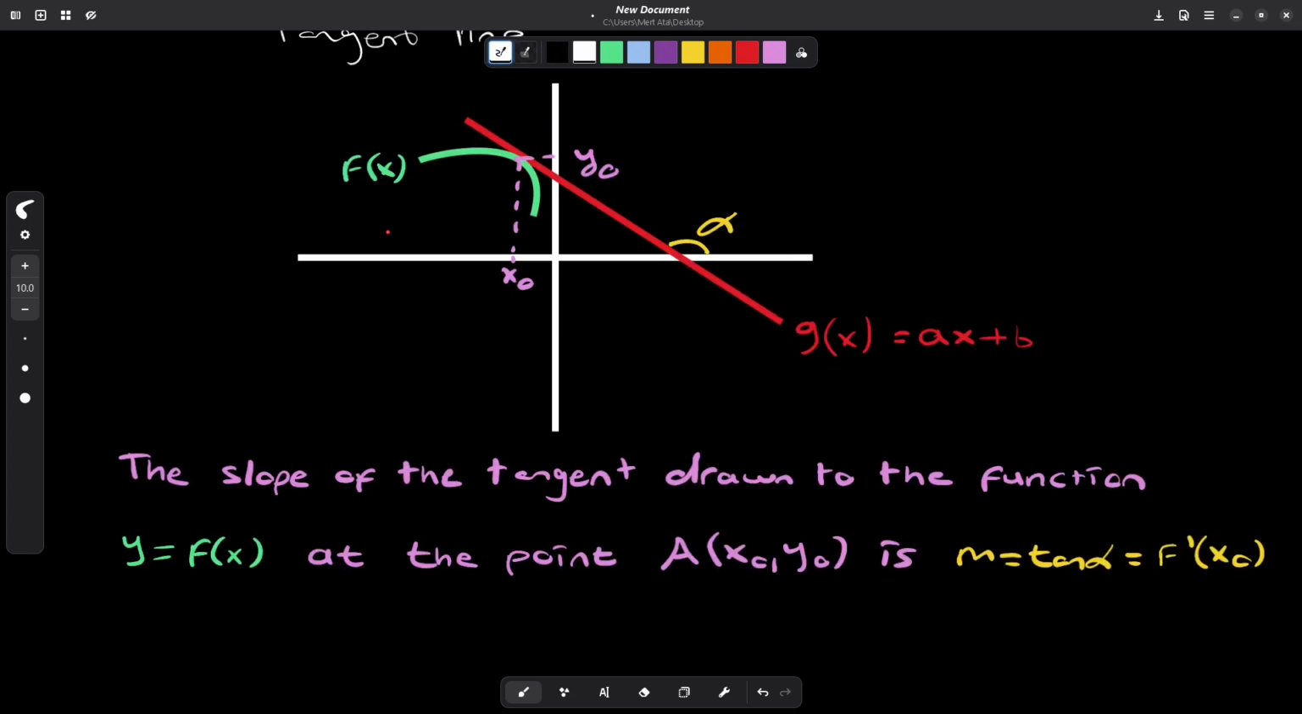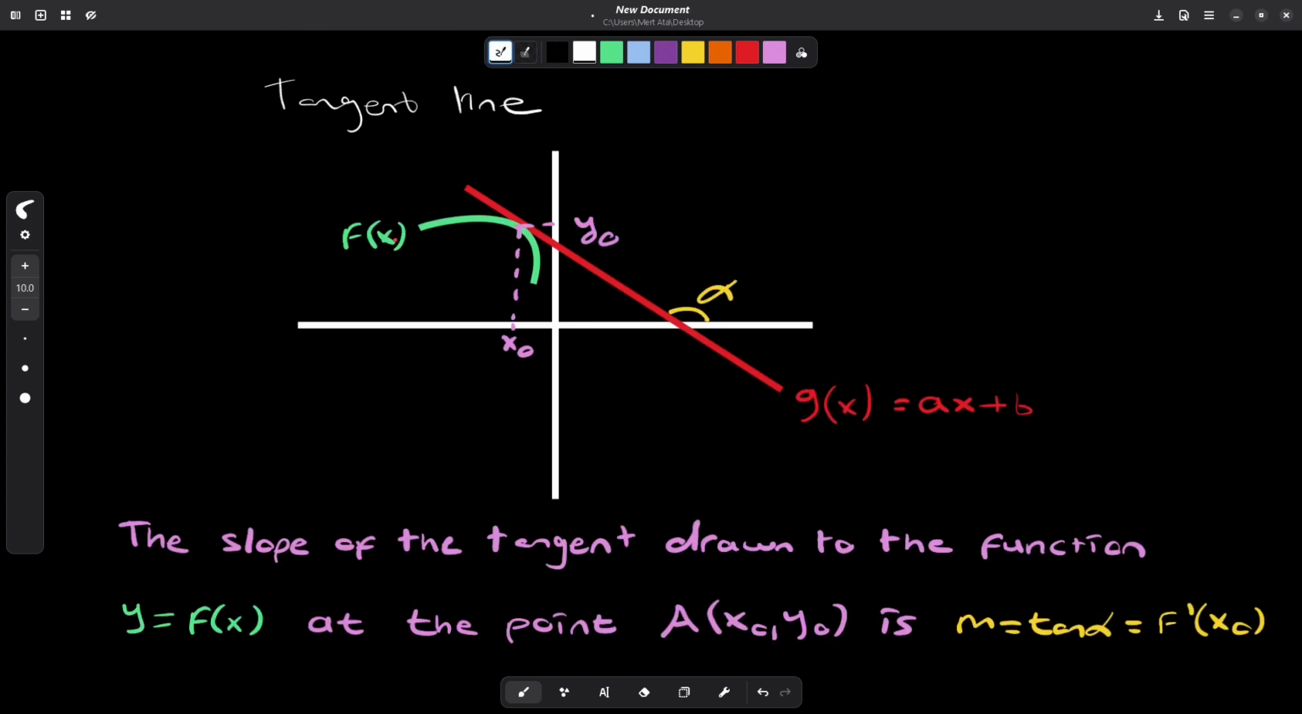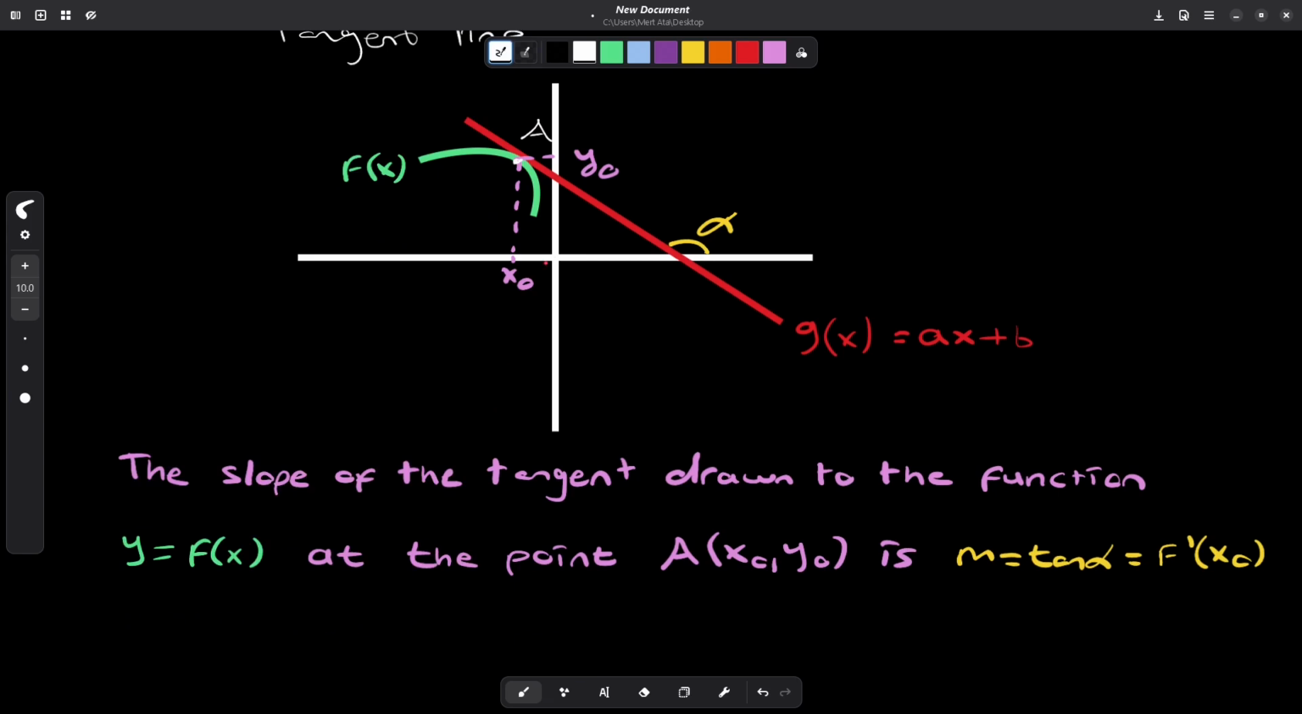Tangent line. We have a graph, we have some function and an angle. The slope of the tangent drawn to the function f of x. This is our function, this is our tangent line at the point, here is our point A, x0, y0. The slope is clearly m, tan alpha, tangent of this angle, or the derivative of the function at x0.